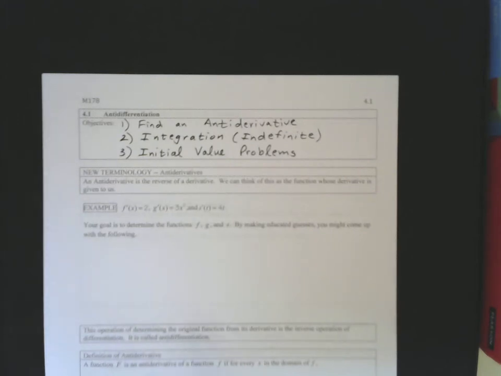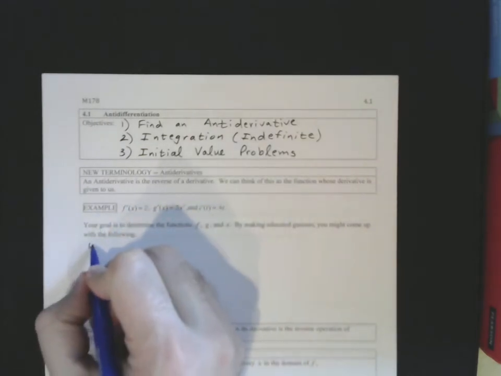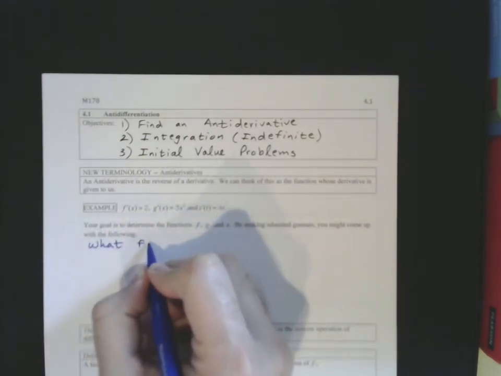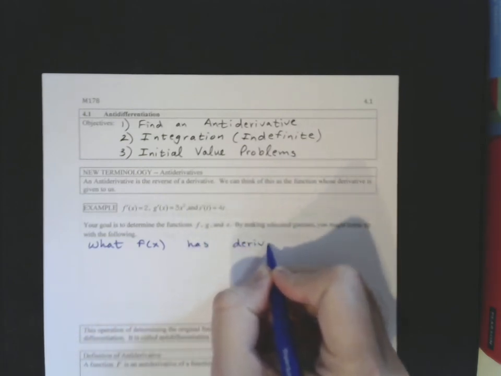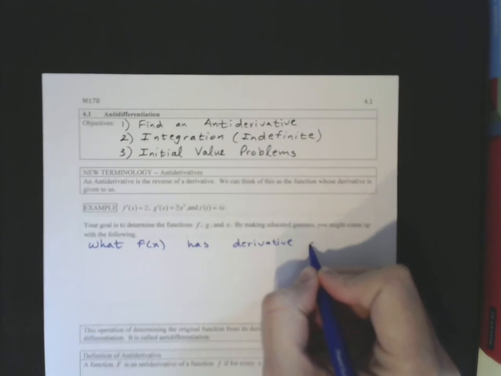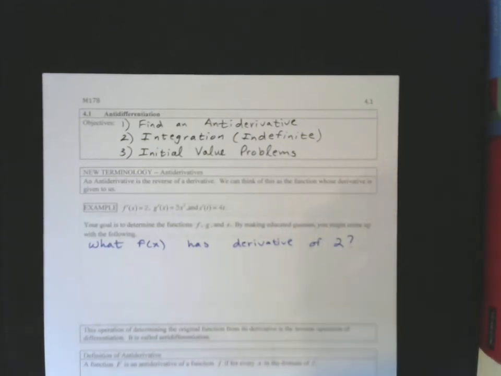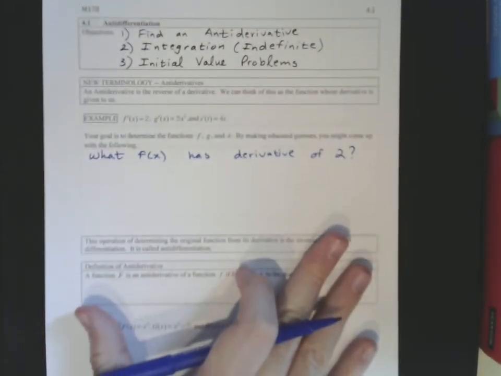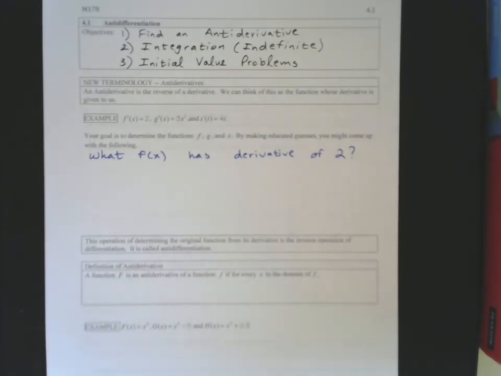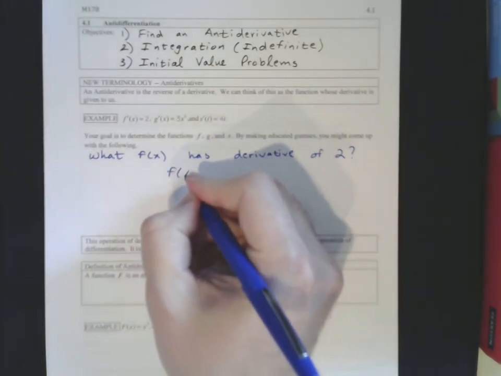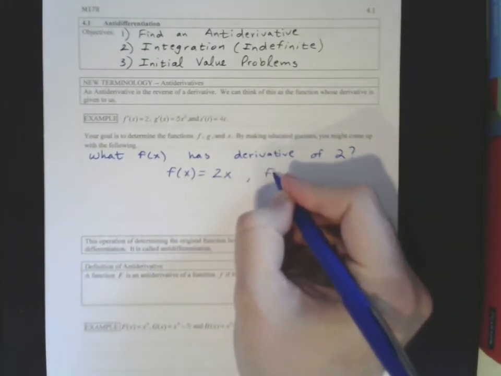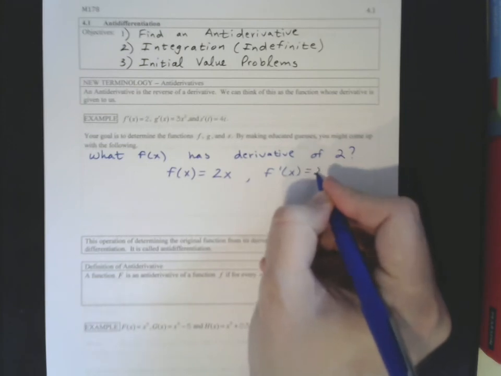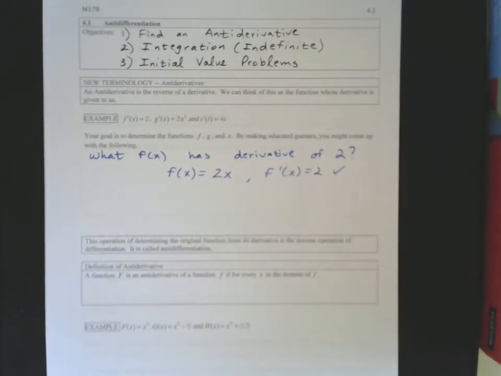The big question is, we'll focus on f of x first. What f of x has derivative of 2? So if you think about your functions and you're taking a derivative, what would you need for the derivative to be 2? Well, the one that most people can come up with is 2x. If f of x equals 2x, then f prime of x equals 2. And that works out no problemo.